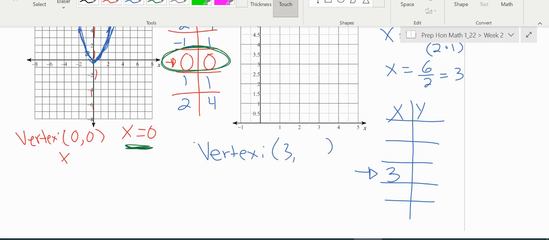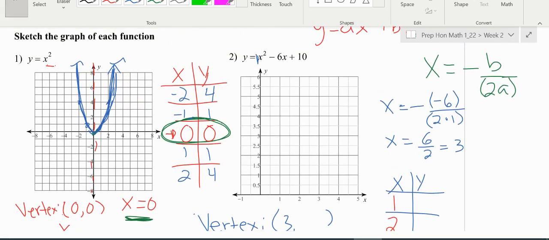For the other values, I'm going to pick x values that are above and below that. So I might pick 4 and 5. I might pick 2 and 1. And now I'm going to see what the y values are for this. You can do this one of two ways. The long way is you can take your function and substitute these values in. So I could put 1 in for x and get a value out for y.